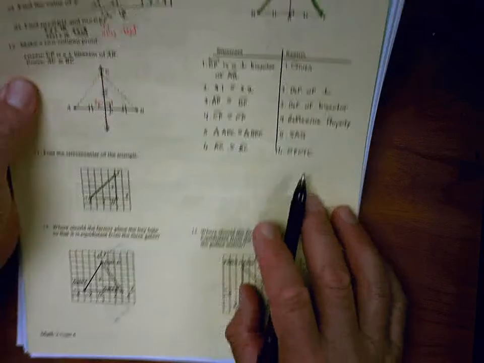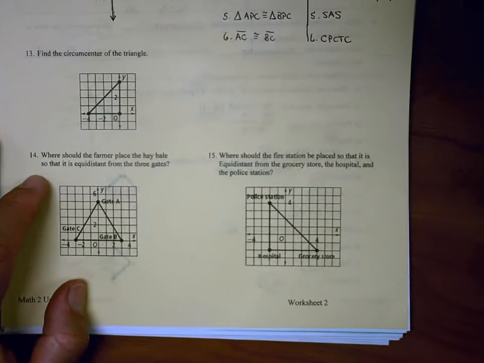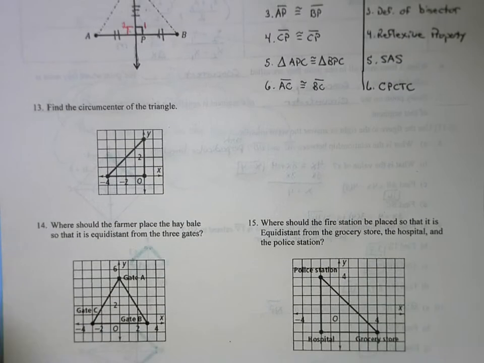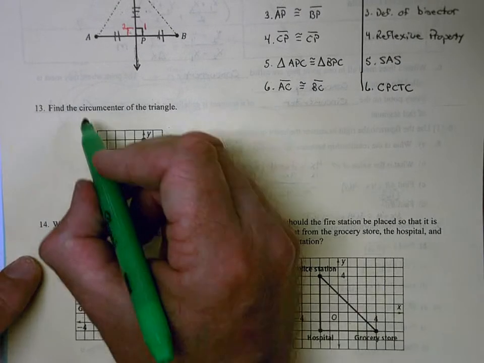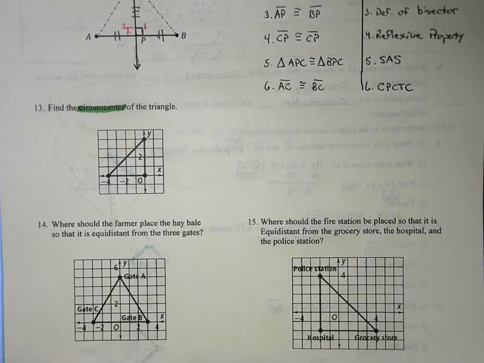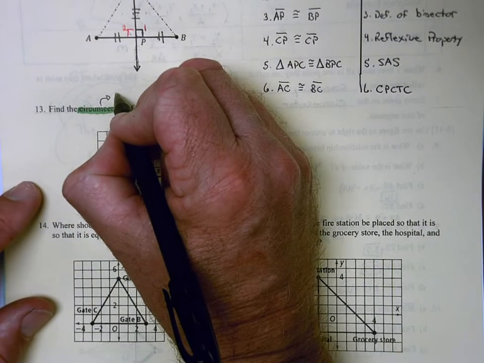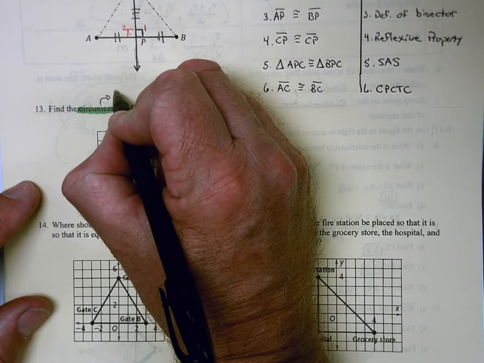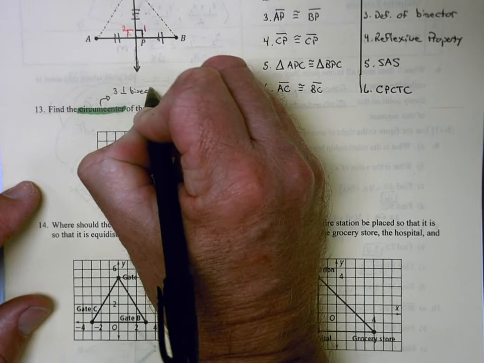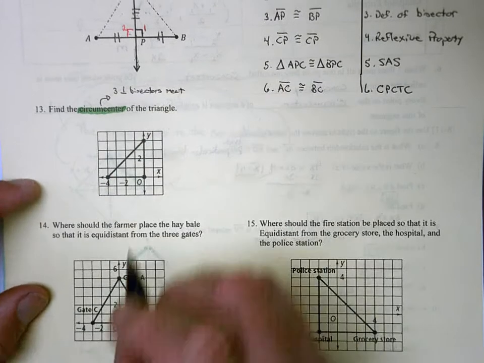Number 13, find the circumcenter of the triangle. Okay, so I'm going to zoom this one in. And for this one, I'm going to use colors to help you out. I'm going to use markers, okay? So we want to find the circumcenter. So how do you find the circumcenter of a triangle? Remember, the circumcenter, if you forgot, is the point where the three perpendicular bisectors meet. Okay? So we want to draw the three perpendicular bisectors.